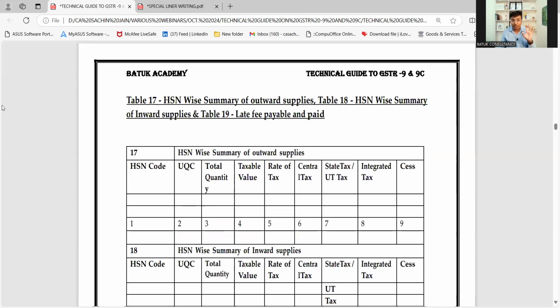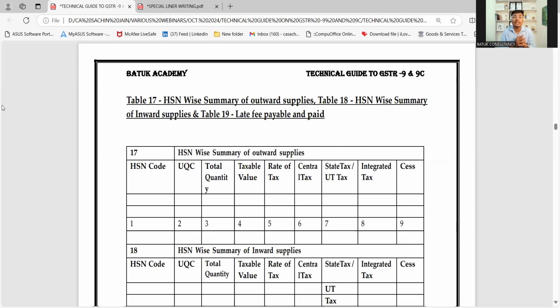Then we have the last table, number 17, that is related to HSN code wise summary. If your turnover is up to 5 crore rupees, in that case a 4-digit HSN code wise summary is required. And if your turnover is more than 5 crore rupees, a 6-digit HSN code wise summary is required. When you put this HSN code wise summary, just confirm your taxable value is reconciled with the turnover which you have declared in part number 2, that is outward supply.